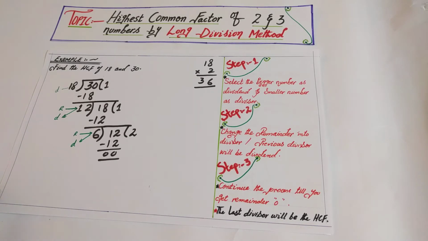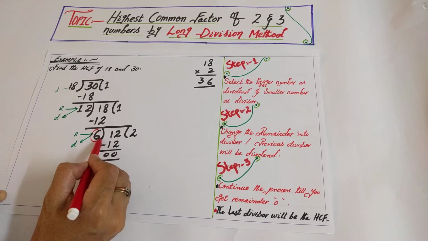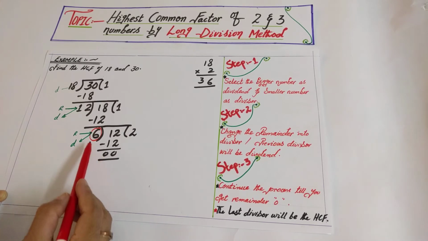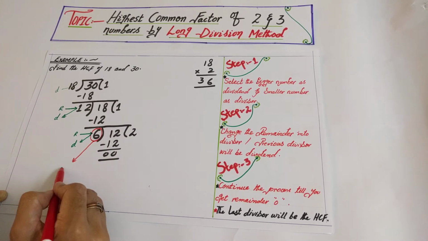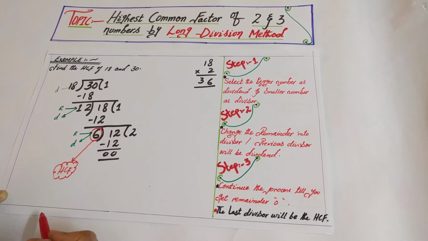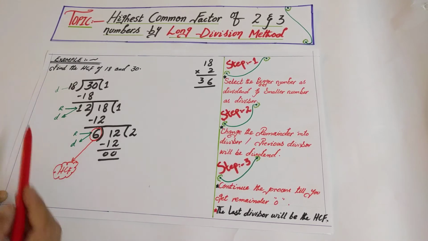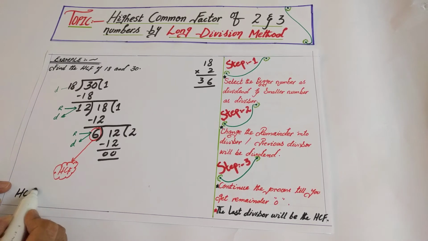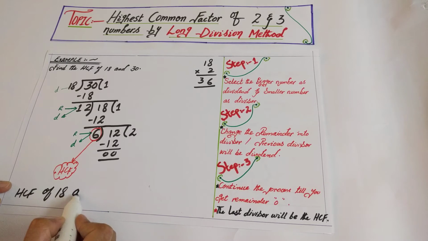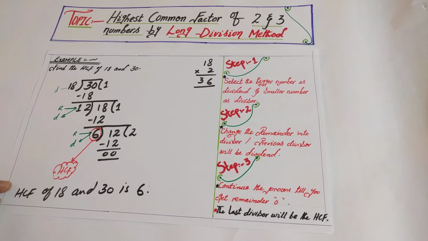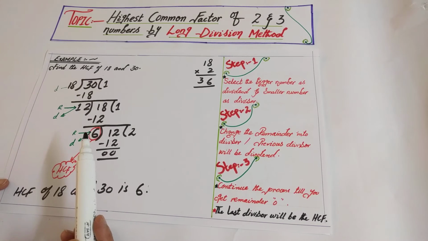What is the last divisor over here? This 6 is the last divisor, because by this last divisor we are getting the remainder 0. It means this 6 is the HCF. Got it? So what's our answer? HCF of 18 and 30 is 6. 6 is the highest common factor of 18 and 30.